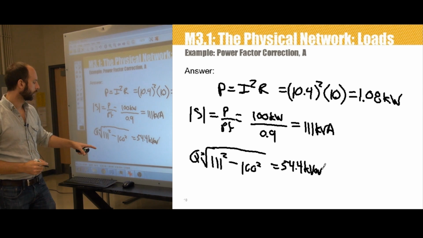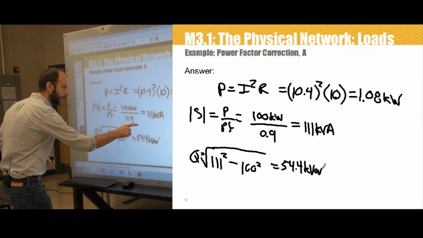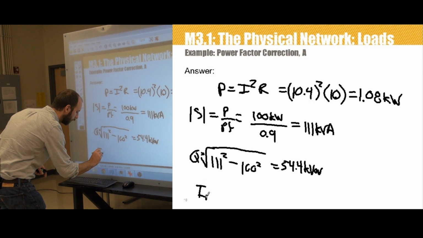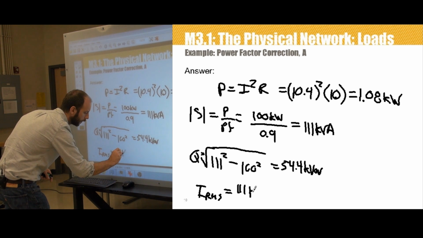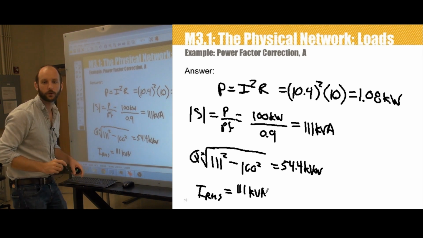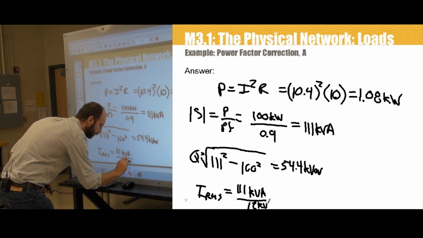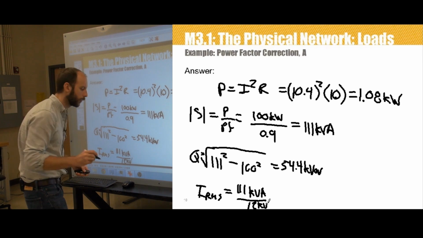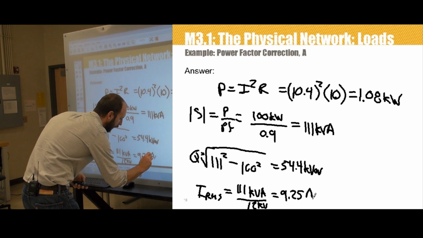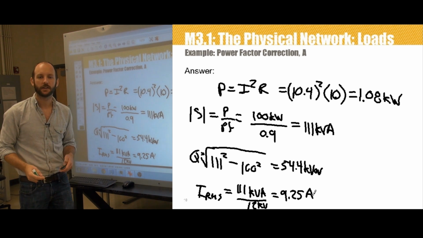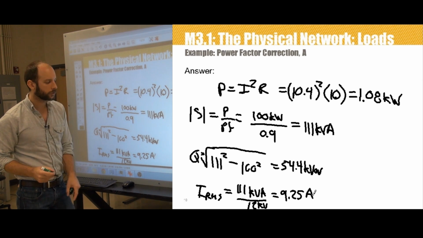We can now use S and the distribution voltage to determine the current. That's going to be 111 kVA divided by the distribution voltage, which stays the same, 12 kilovolts. So 111 divided by 12 is 9.25 amps. So now in that distribution circuit, we've got 9.25 amps of current flowing as opposed to 10.4 amps like we had previously. That's going to reduce our joule heating.